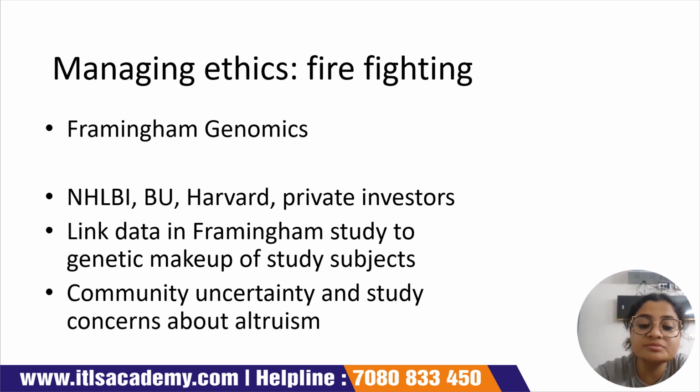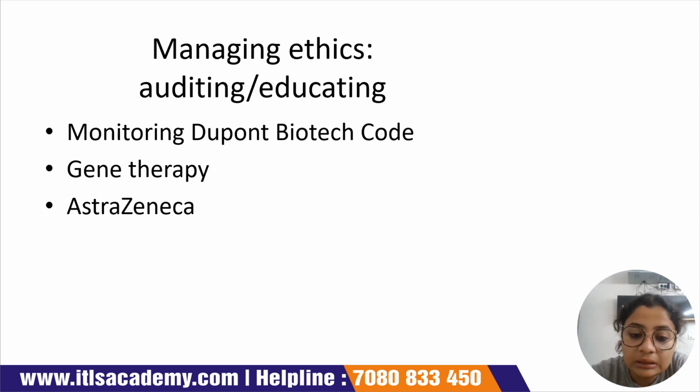What is altruism? Altruism is basically a relation between relatives or between related species, where if a species is at risk, then the other species goes and saves that species, even if his or her own life is at risk. Altruism is something which is practiced largely among different birds and animal species, particularly those who live in the forests. Then adulting and educating, monitoring biotech code, gene therapy, AstraZeneca. So these are some of the major aspects.